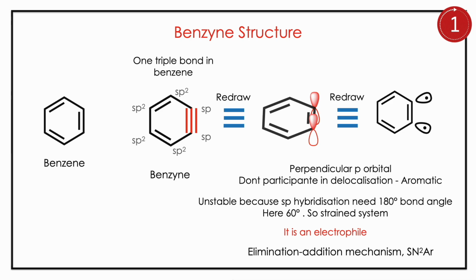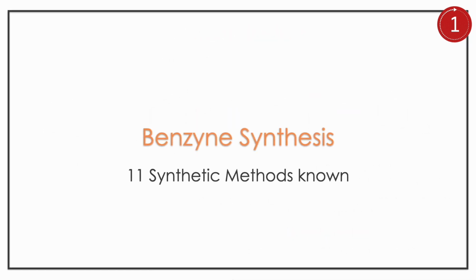It is unstable, or you can say reactive, because a triple bond needs 180 degrees, here only 60 degrees, so it is very reactive. It is an electrophile because of incomplete octet. It will undergo elimination addition mechanism. Basically it is called SN2Ar mechanism, or simply SNAr mechanism. Then we will see how we can prepare benzyne. There are 11 synthetic methods known. We will see them one by one.